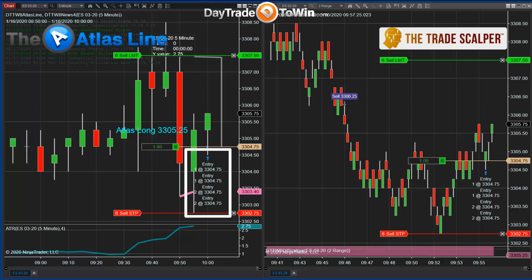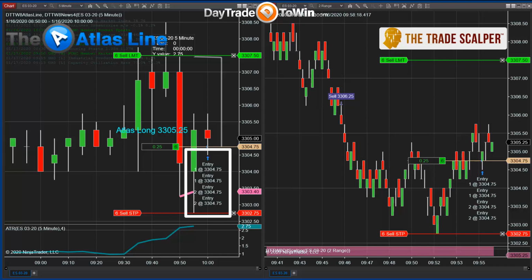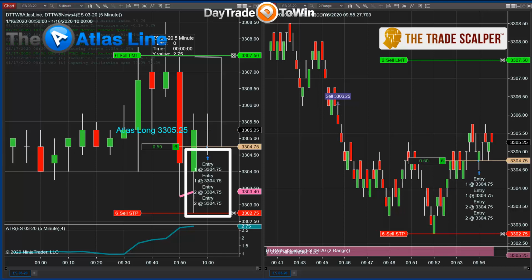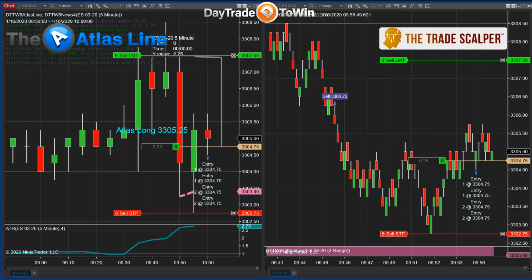And if you're practicing and testing and you want to know where you entered, where you exited, and whether you're following the rules based on the Atlas line or the Trade Scalper, it's nice to have the actual trades printed on your chart. I think that's important while you're practicing. It's a good feature of NinjaTrader.